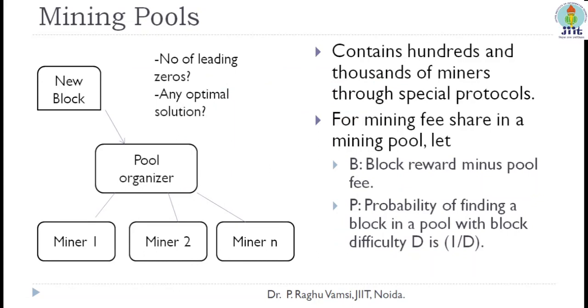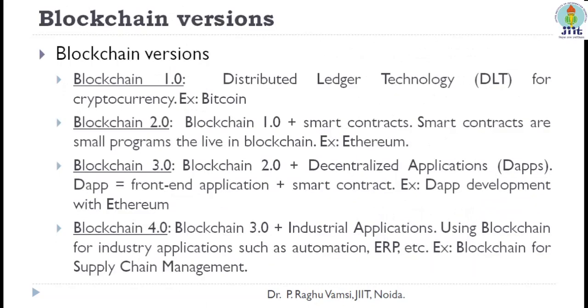So finally, we'll see the blockchain versions. Blockchain 1.0 totally deals with distributed ledger technology. Only distributed ledger technology will be available, which is called Bitcoin. An example is Bitcoin for this. And blockchain 2.0 is blockchain 1.0 plus smart contracts.